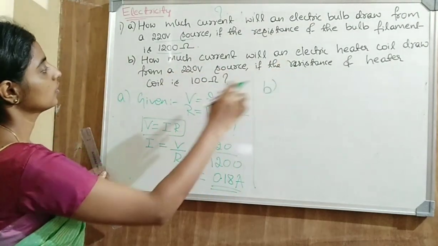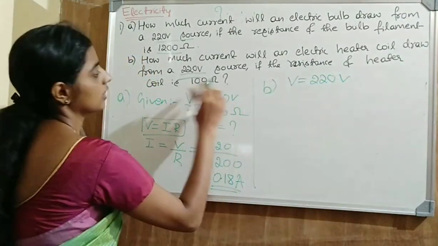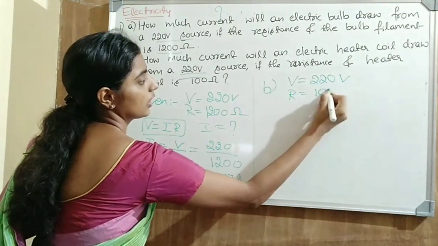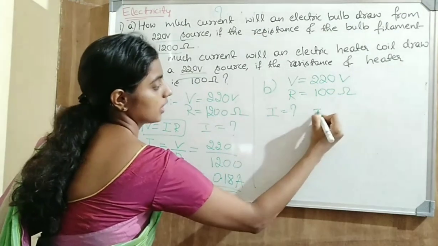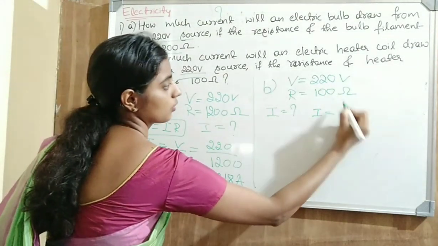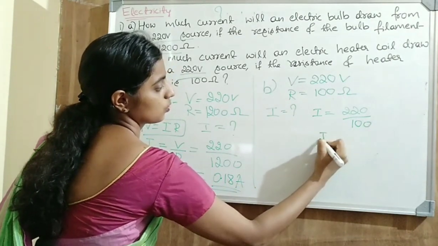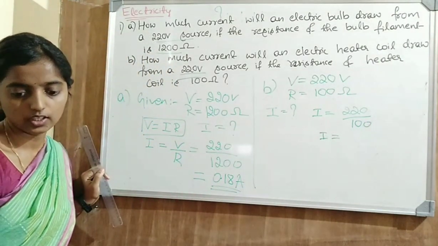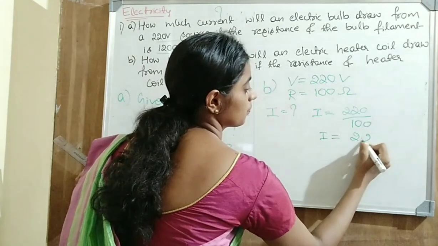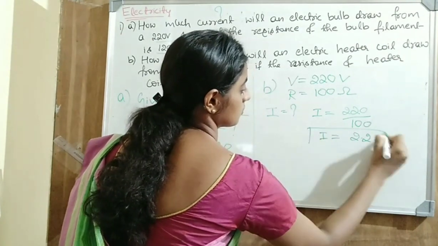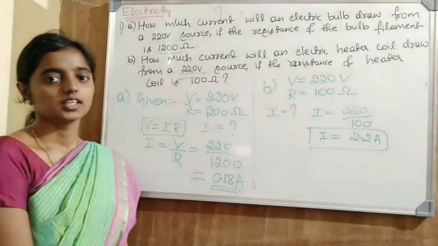The next one, part B, is also the same way. They are given V as 220 volt and R as 100 ohm. Here also we need to find I only. What is I? V by R, that is 220 by 100. Calculate and see how much we will get. 220 by 100 is nothing but 2.2 ampere. This is the simplest problem with which you can easily get marks.